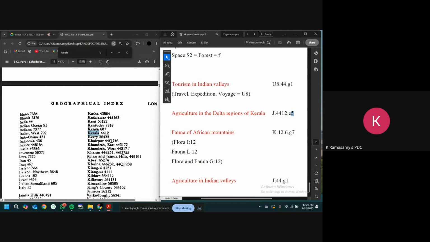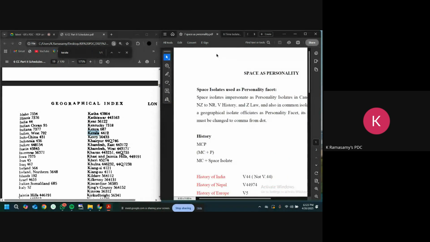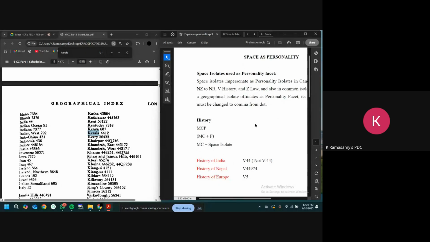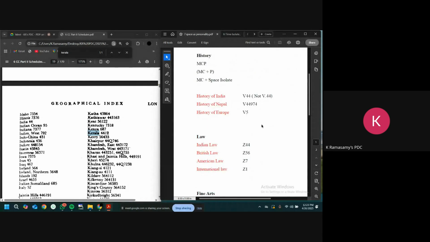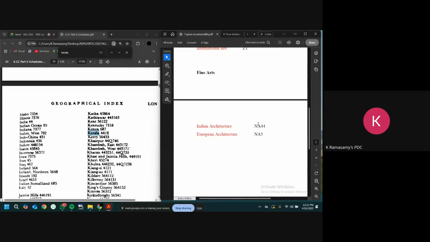For the level 1, you can take numbers straight away from space index, from part 2. But for space 2, kindly go to annexed portion, page number 26, get answers for S2. I think you are clear with the space isolates. And as I told you, space is used as personality in the main class history, the main class law, and in the main class fine arts. These are, please remember, in these main classes, you should not put dot in front of space.